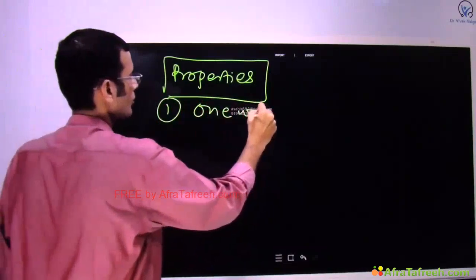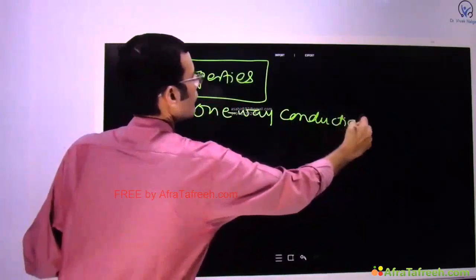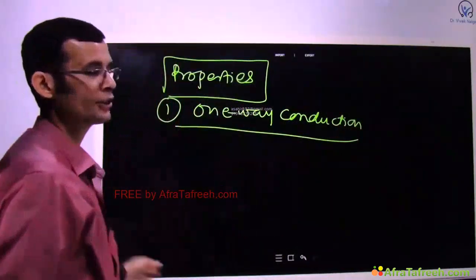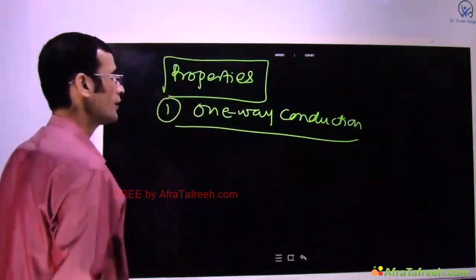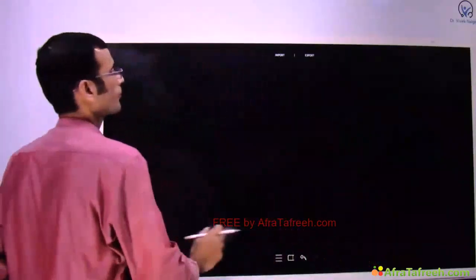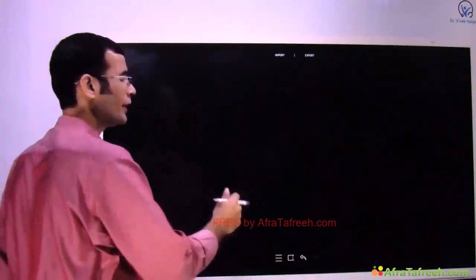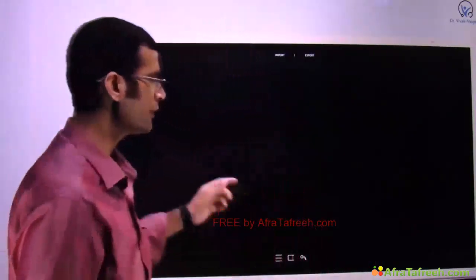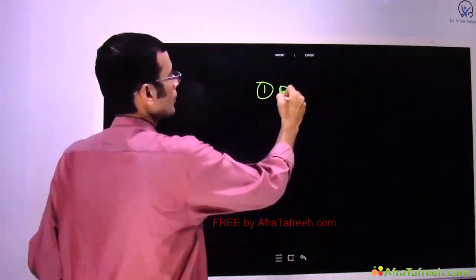One-way conduction. First property. At every synapse, there would be conduction from presynaptic to postsynaptic neuron. That's a one-way conduction. Now, in the context of one-way conduction, we need to understand certain terminologies that are used in terms of conduction of impulse. There are a few terms used which we need to understand. What are the terms used?